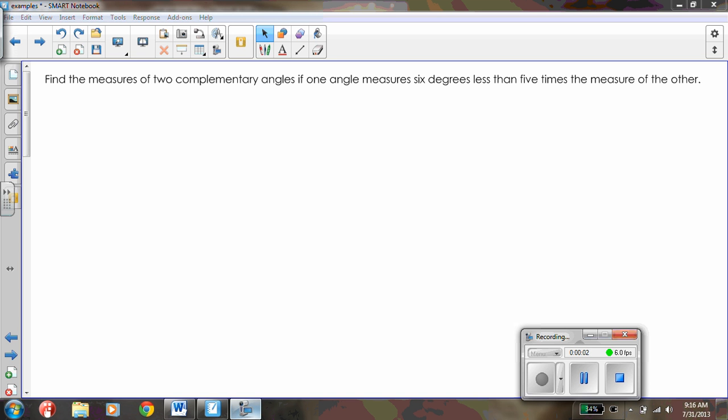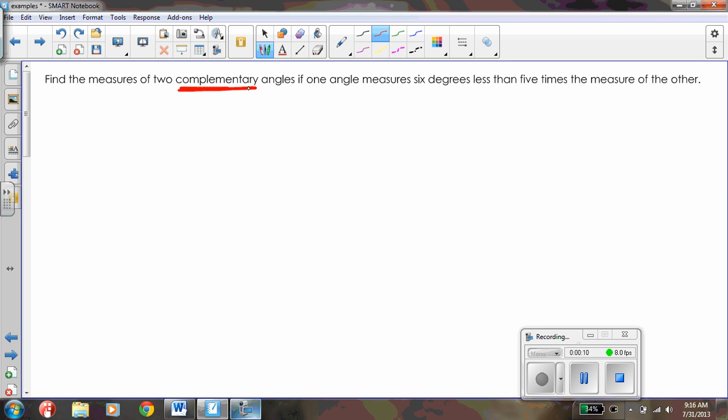Find the measures of two complementary angles if one angle measures 6 degrees less than 5 times the measure of the other. The first thing I need to focus on here is the word complementary. If two angles are complementary, then the sum of those two angles must be 90 degrees. I'm keeping that in mind when I create my visual representation of this situation.